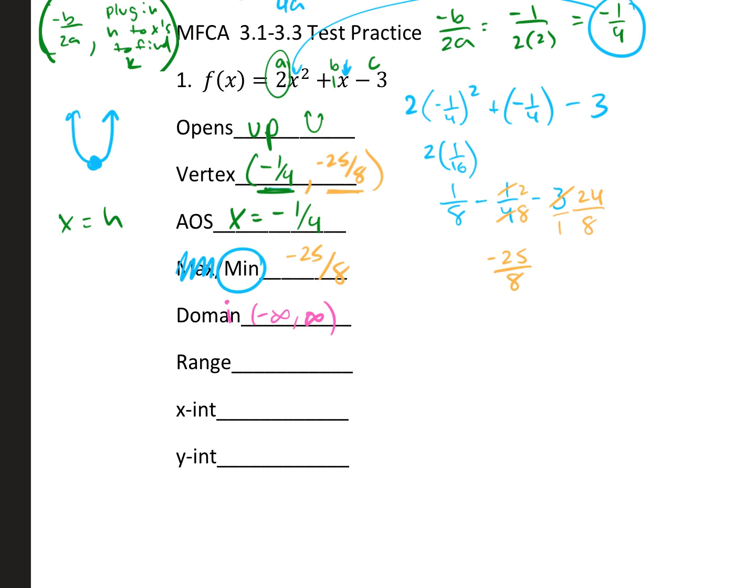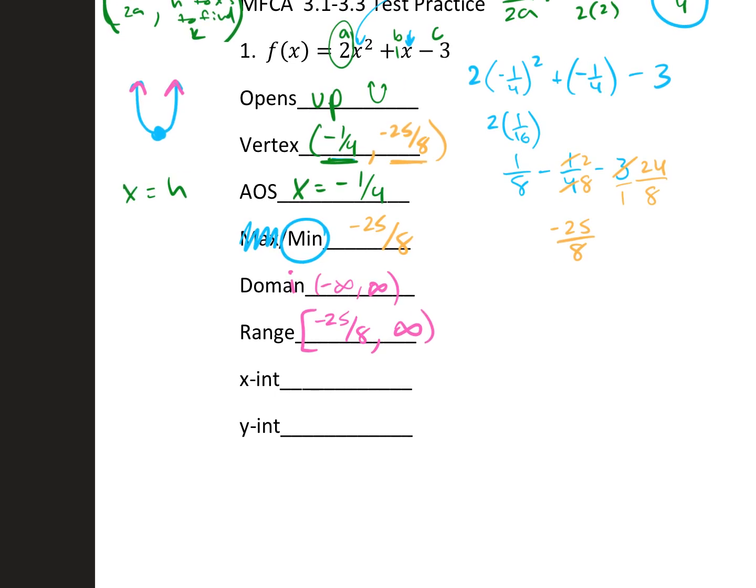Now our range. Our range deals with the y value. Is our graph going up to positive infinity or down to negative infinity? Up. So our graph is going to go from, what's our y value in our vertex? Negative 25 over 8 to infinity. And the number always gets a bracket. Any questions so far?